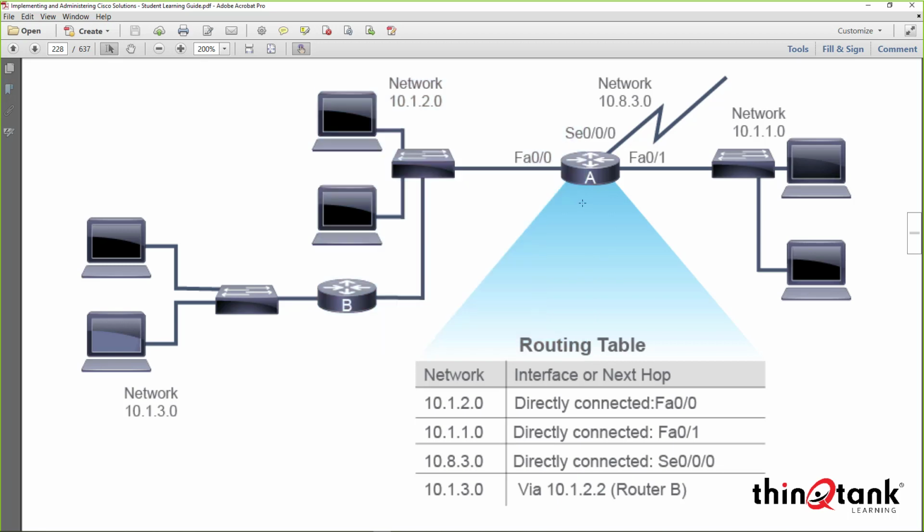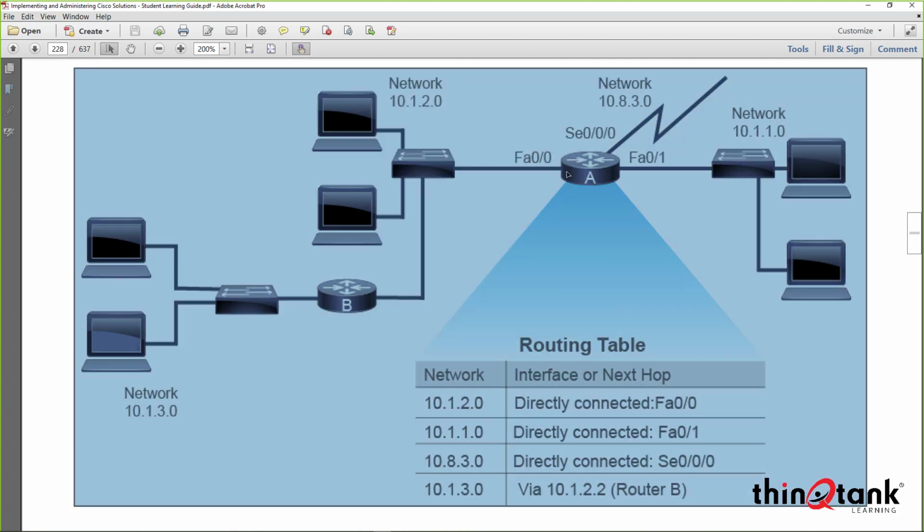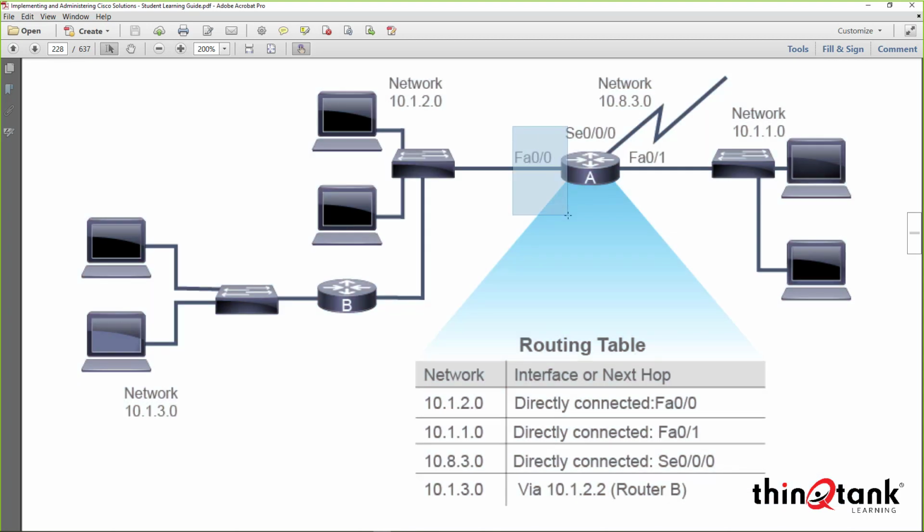Guess what happens? The source MAC address of the frame is router A. The destination MAC of the frame is router B. Because layer 2 only matters in the subnet. Layer 2 only matters in the broadcast domain. The source IP address of the packet is host A, the original source. The destination IP address of the packet is host B.